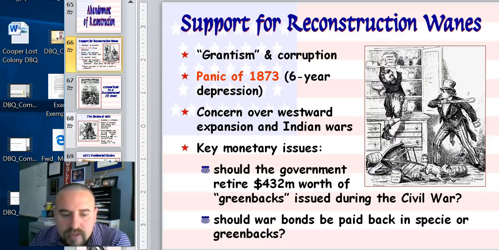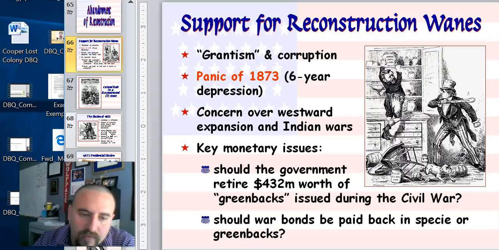There's also all this fiat money, this money that's not backed by gold or silver, and the concern is that it may be doing some weird things with our economy, so we've got to try to get those back. But should we allow war bonds, these many loans that we've gotten from the Civil War, should we allow people to pay them back with greenbacks whose value fluctuates pretty quickly?